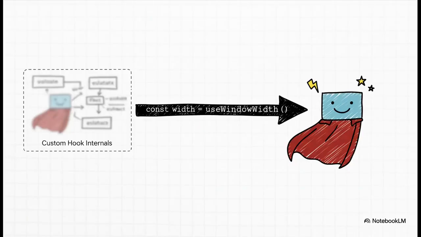And this is the beautiful payoff. All that complex state and effect logic we just saw, any component that needs the window width can now get it with this single, clean, descriptive line of code. It's like building your own superpowers for your components.